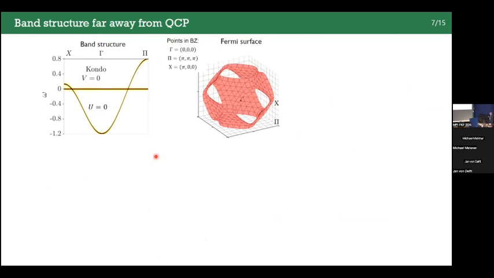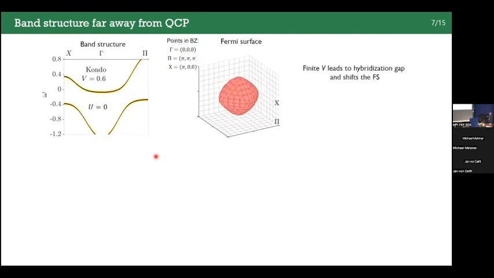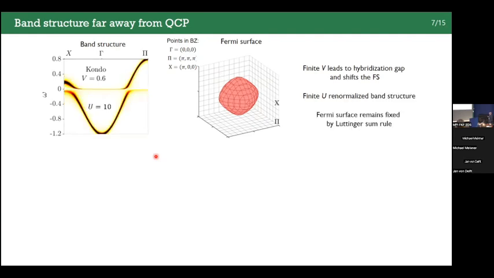All right, now let me explain a little bit about how the band structure evolves as a function of interaction and tuning. So this color scale plot shows you the A of k and omega, the spectral density. Initially, without interaction, without hybridization, you just have an F band and a C band. And this would be the Fermi surface that you get in that case. If you turn on hybridization, you open up a hybridization gap, and so the Fermi surface shrinks a little bit. If you then turn on interactions, the bands get renormalized, but the Fermi surface remains fixed by the Luttinger sum rule. This is on the Kondo side.